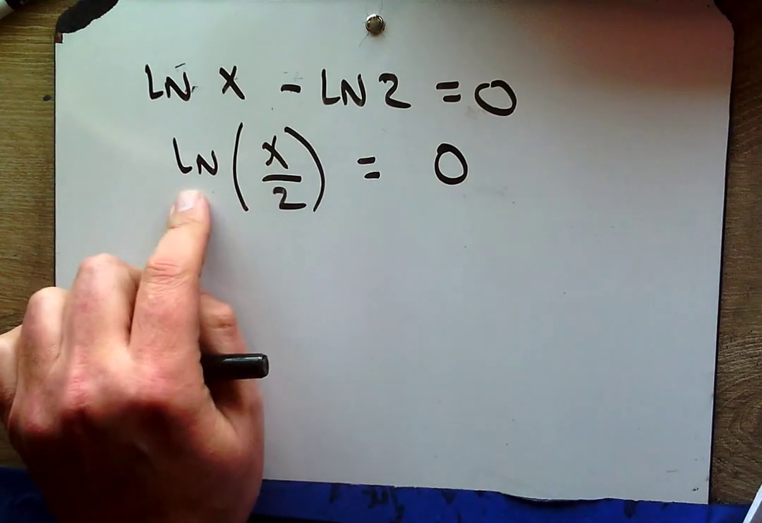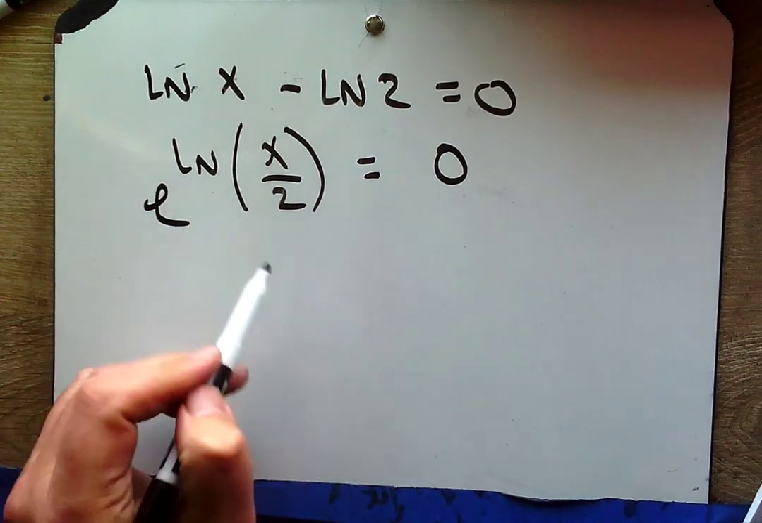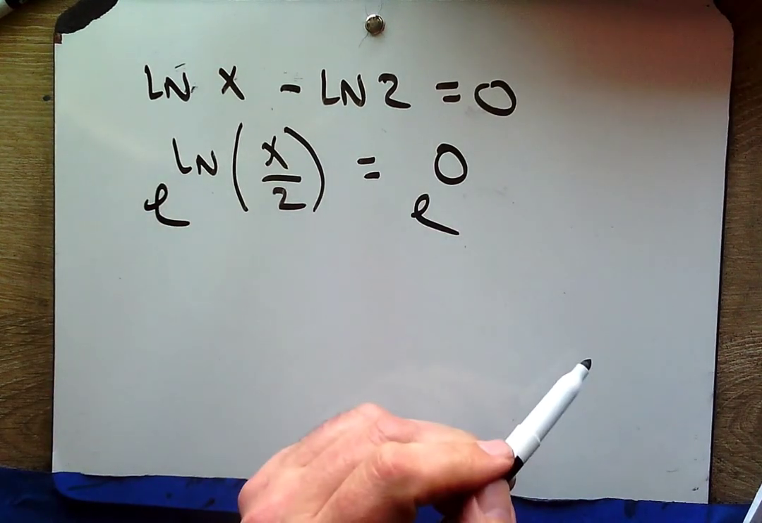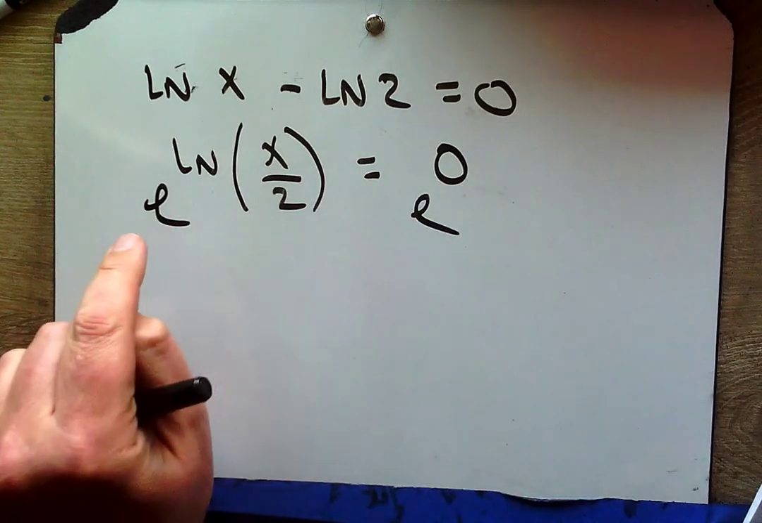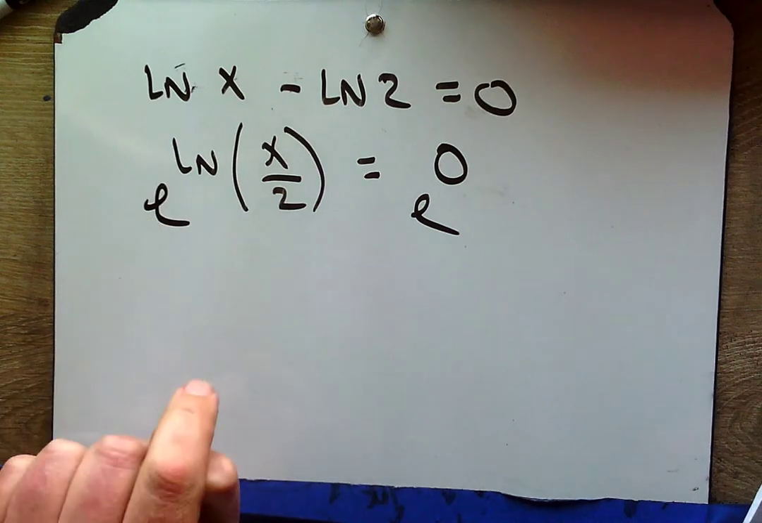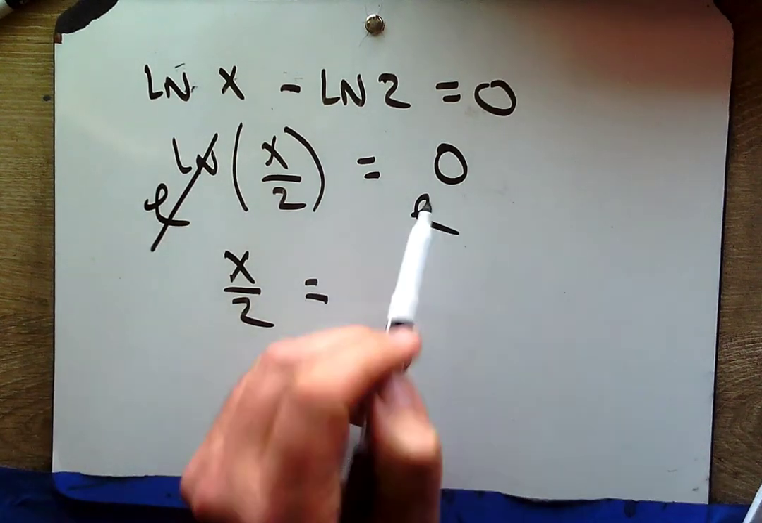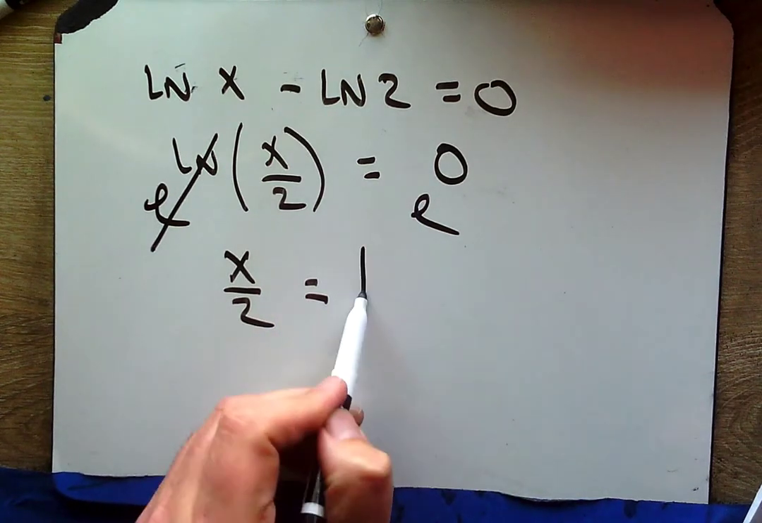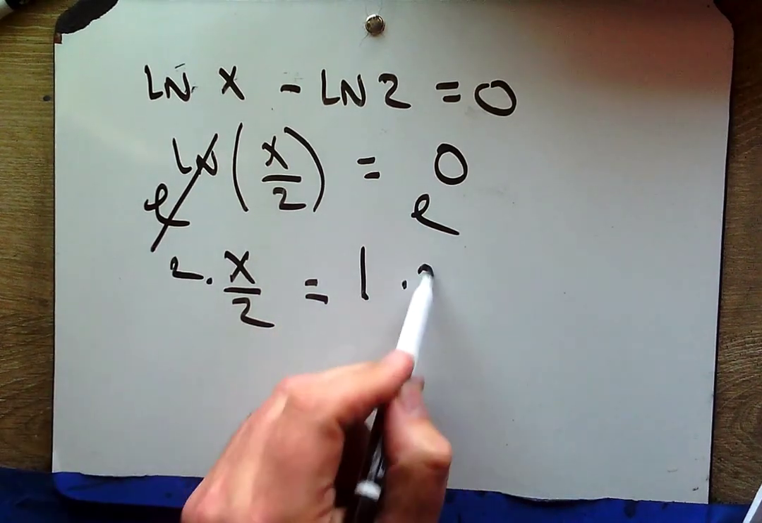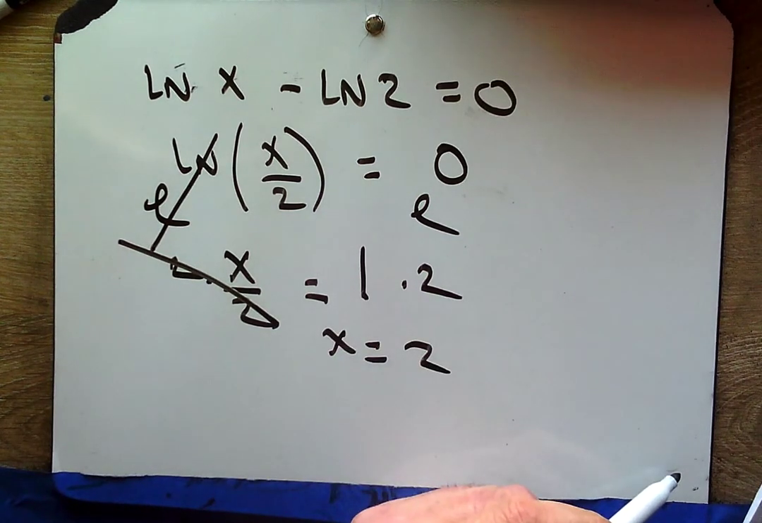What undoes log base e? Well, the inverse would be e to the. So remember, e to the log base e, those cancel because they're inverses. And so we have x over 2 equals e to the 0, which is 1. And if I multiply both sides by 2, I get x equals 2.